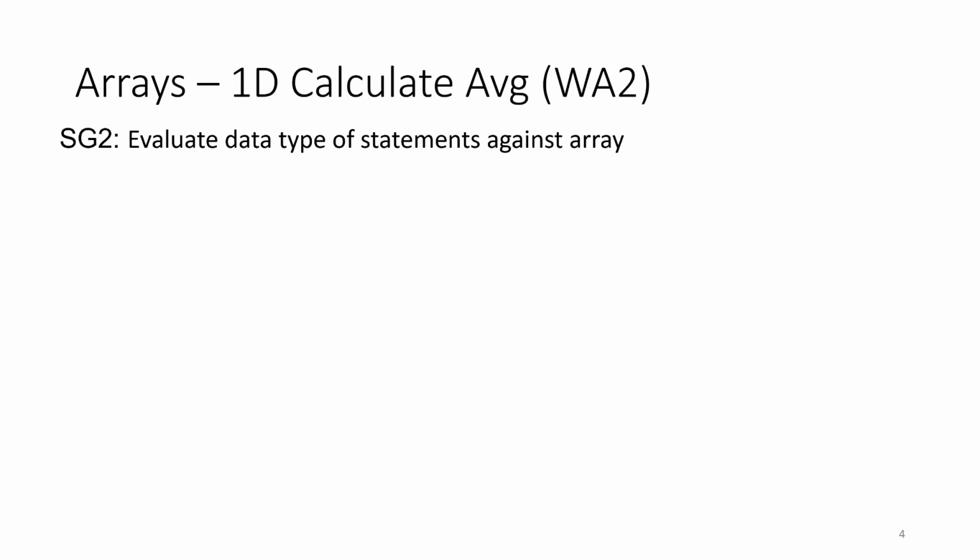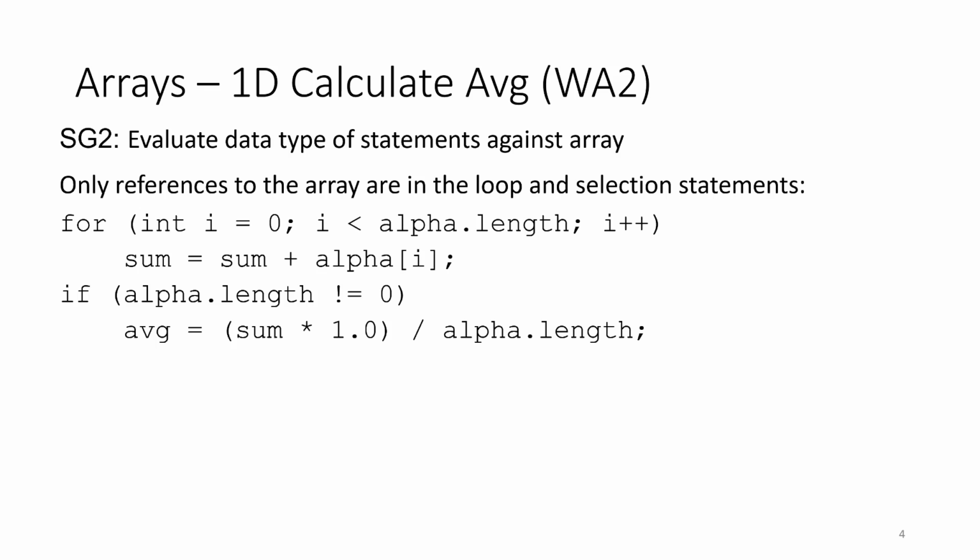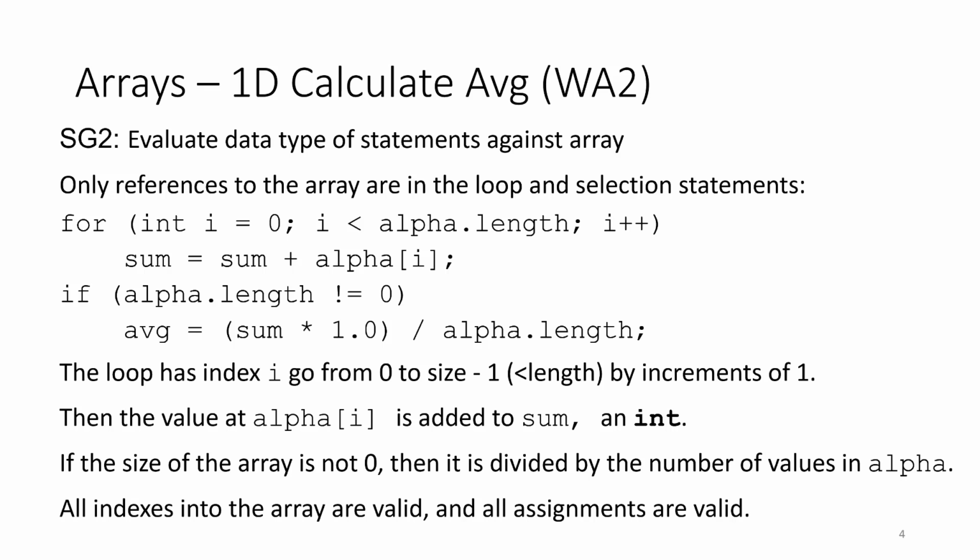Sub-goal 2, evaluate the data type of statements against the array. The only references to the array are in the loop and in the selection statements. We have the loop for the integer i index, goes from 0 and continues as long as i is less than alpha.length. The value at alpha sub i is added to sum, and sum is an integer. So that's legal. Then we have a selection statement.